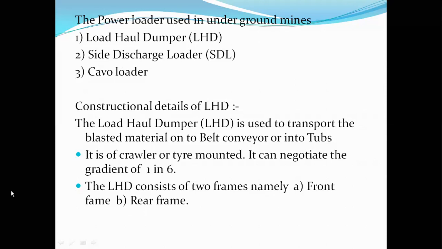Look here. The load haul dumper (LHD) is used to transport the blasted material onto a belt conveyor or into tubs. It loads the material and unloads the blasted material onto the belt conveyor or into the tubs. Next, the LSD is either tire mounted or crawler mounted. In olden days the LSD was crawler mounted. Nowadays, so that it can move quickly from one place to another, it is tire mounted, which is most commonly used.